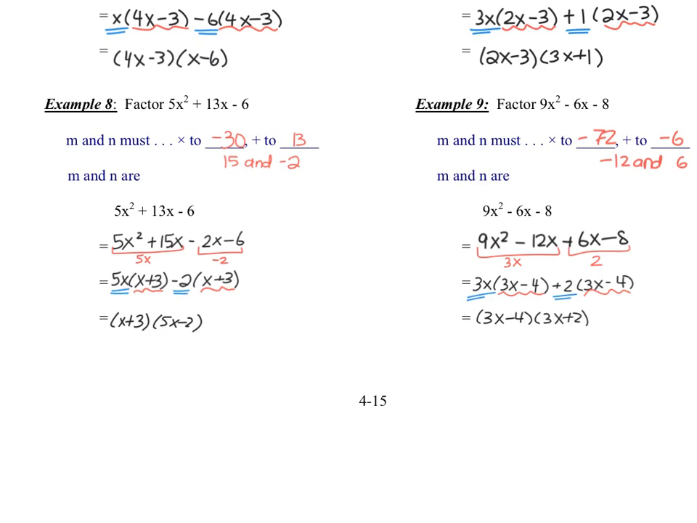For example 9, my product was -72 from the 9 and the -8, and the sum was -6. My two numbers were -12 and 6. So I broke those down in the middle, and I common factored out a 3x from here and a 2 from here, which gave me a 3x minus 4 bracket for each pairing. So your final answer was 3x minus 4 times 3x plus 2.